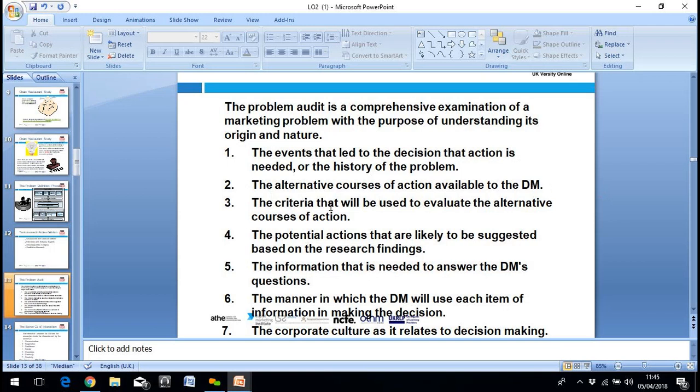The criteria that will be used to evaluate the alternative courses of action. In other words, what will you do if you find out that there needs to be a change?